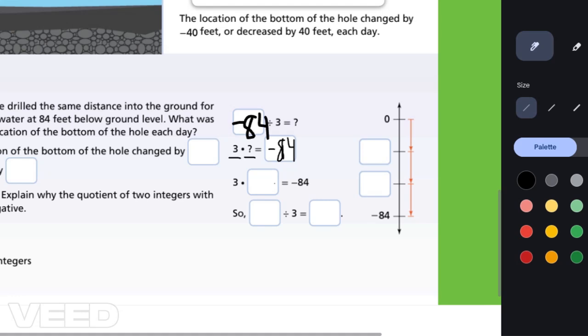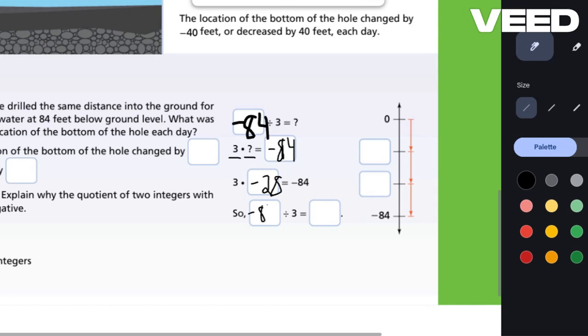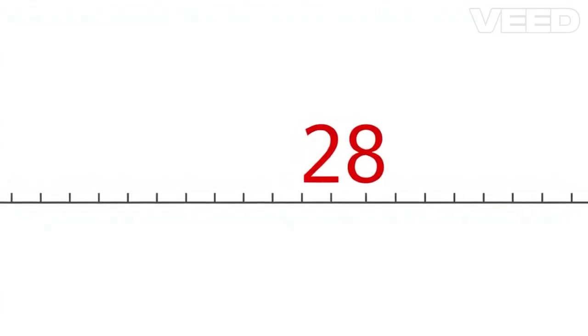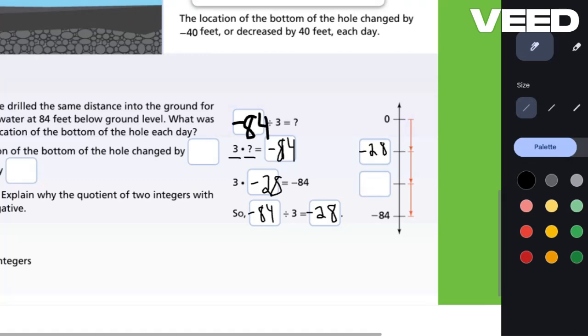Well, I know that 3 times negative 30 is negative 90. So the answer is probably pretty close to negative 30, but maybe a little bit less negative. So if 3 times 30 is 90, it turns out that 3 times negative 28 is negative 84. So we know that negative 84 divided by 3 is negative 28, which means that this first mark on the number line is negative 28, and the second one would be after adding another negative 28 to give us negative 56.